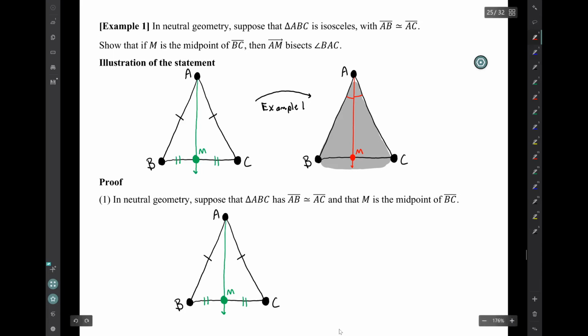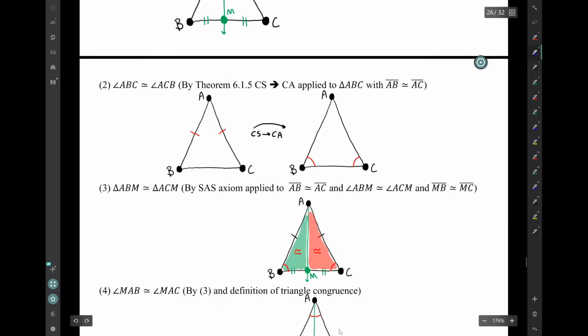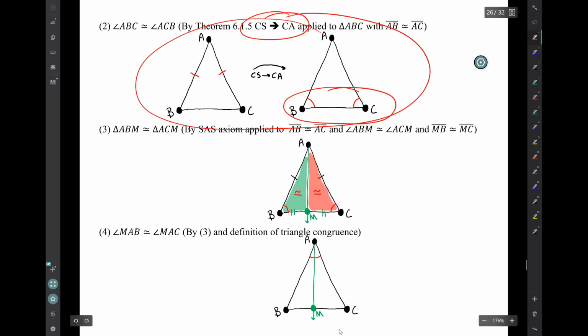Well, suppose we have the given configuration of points. Triangle ABC is isosceles, and M is the midpoint of side BC. The first thing we can do is use the CS arrow CA theorem to say that these base angles are congruent. So remember that in this part of the video, we're going to be using the CS arrow CA theorem to prove other stuff. So here we are using the CS arrow CA theorem to say that those base angles are congruent.